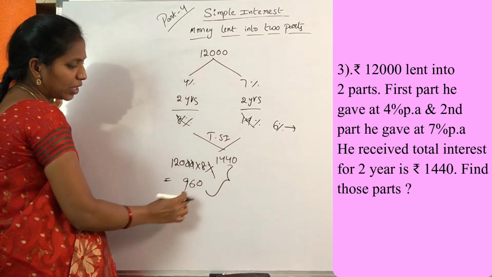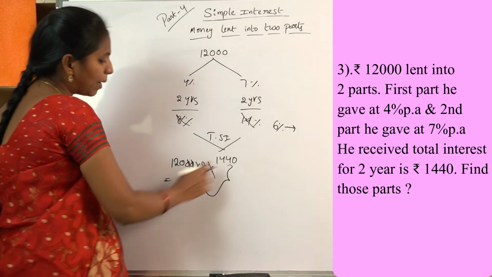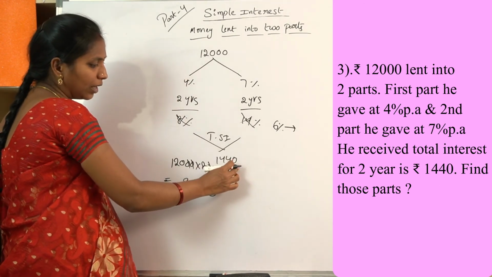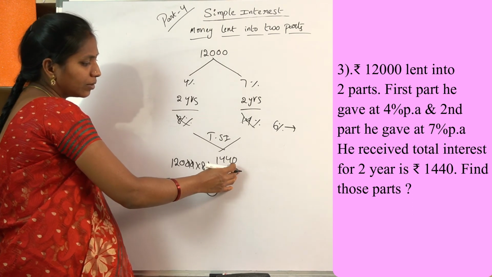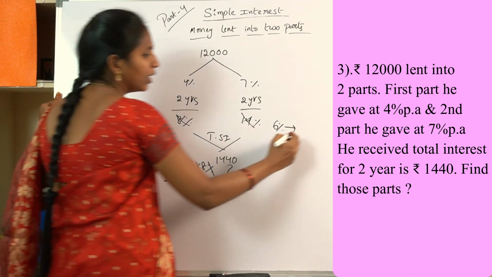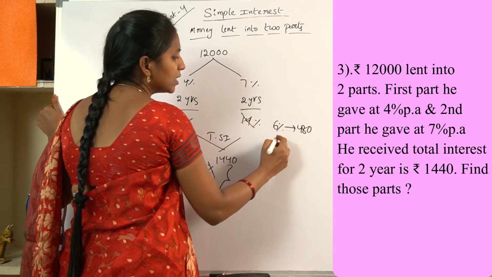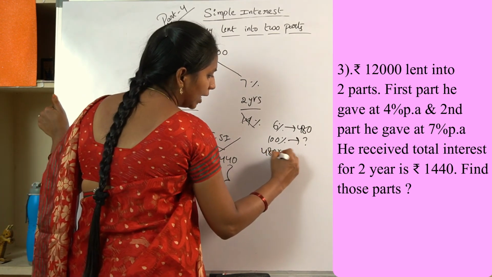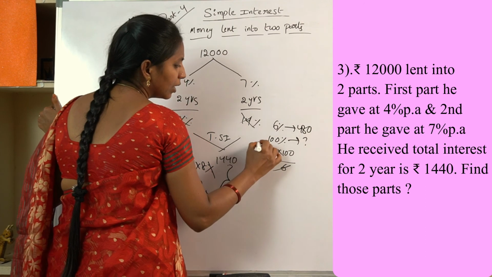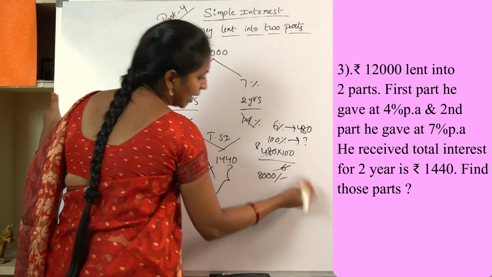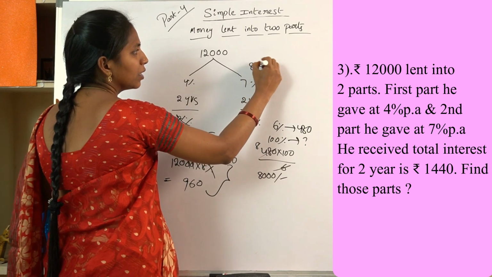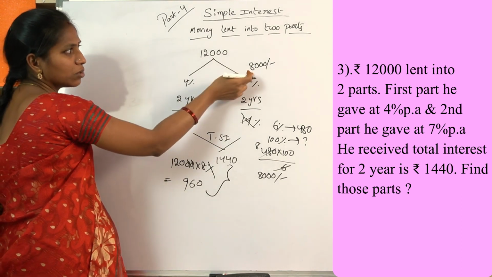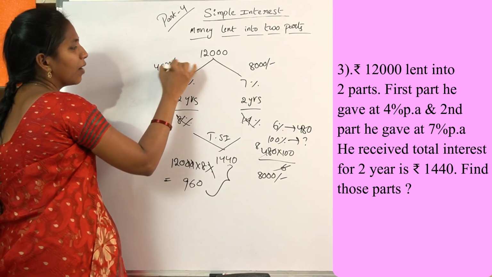What is the difference in between these two? 1440 minus 960. For suppose minus 1000, then 440. From 440 add 40, 480. Difference is 480. 6% is 480. Then what about 100%? Now see, 480 into 100 by 6. Here 8 times. So 8,000 is the result. In this amount is 8,000. Second part. Then what about first part? Same. 12,000 minus 8,000. Then amount is 4,000.